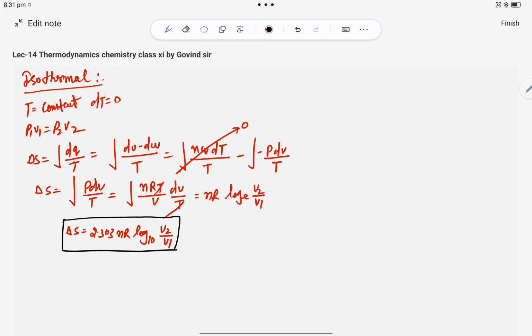So P1 V1 is equal to P2 V2, so V2 upon V1 is equal to what? P1 upon P2. So you can write it, 2.303 nR log 10, sorry, P1 upon P2.